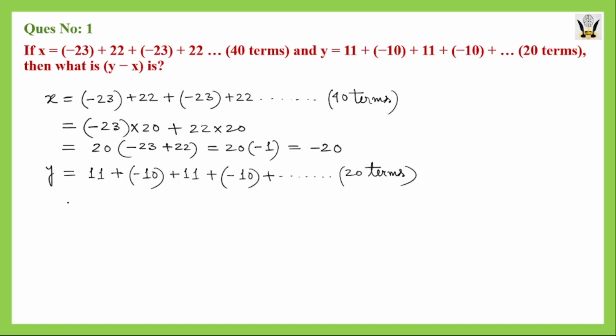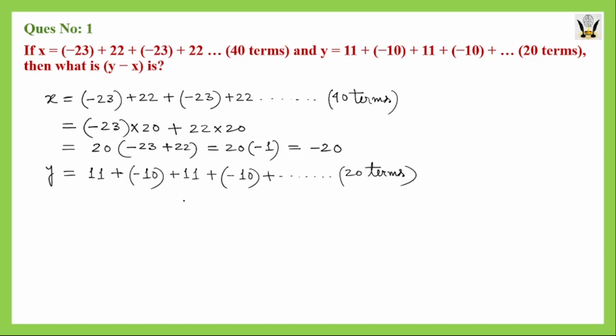Similarly, y. In this series we have 20 terms, and again what we can see, the pattern is the same as x. So here 11 we have at first position, again we have it at the third position. So at every odd position we will have 11 only, and in the second position we have minus 10, again in the fourth position minus 10. So that means at every even position we will have minus 10 only.